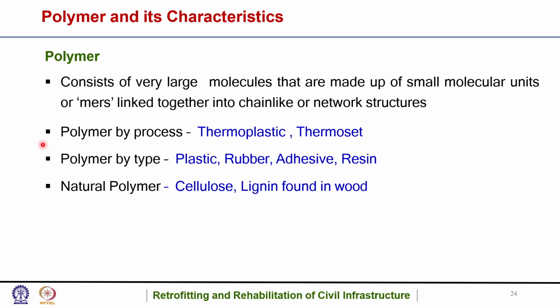Examples of polymer which is made by process are thermoplastic and thermoset. Examples of polymers made by type, if we differentiate by type, it can be plastic, rubber, adhesive, resin, and there are also natural polymers like cellulose, lignin, which is found in wood.